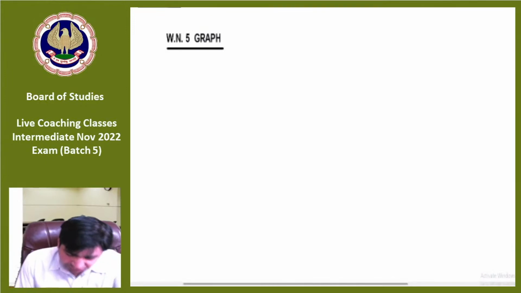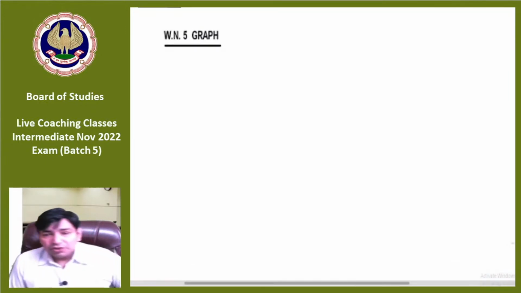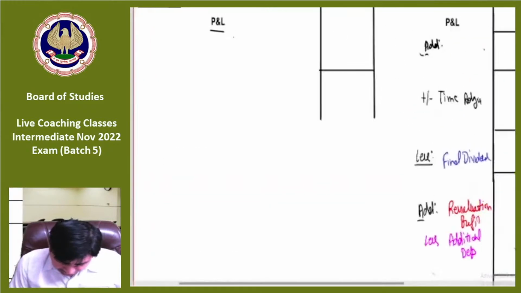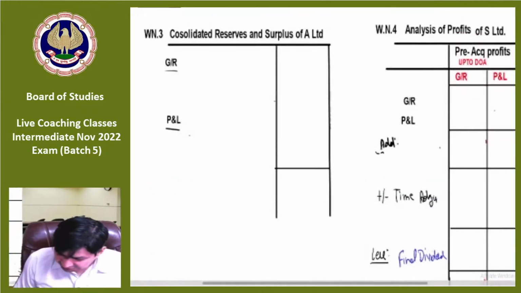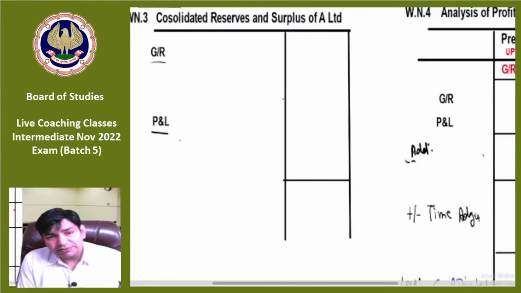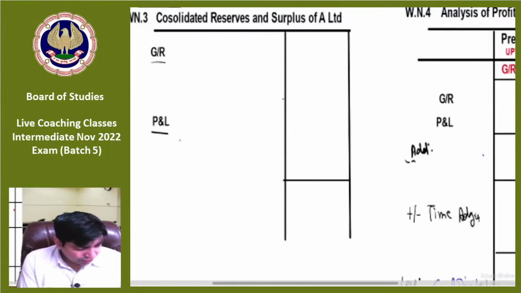Okay. Now moving to the graph. Beta, please show working note number 3. Okay, beta, working note number 3, I am showing you here. Consolidated reserve and surplus is there, in which you will have both general reserve and profit and loss.